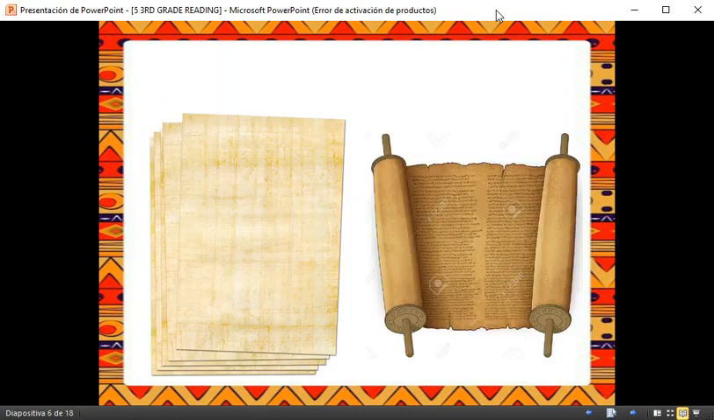Next one, papyrus. Papyrus. And this is the name of a paper that Egyptians made in the past. Papyrus.